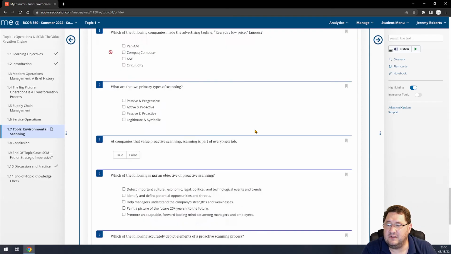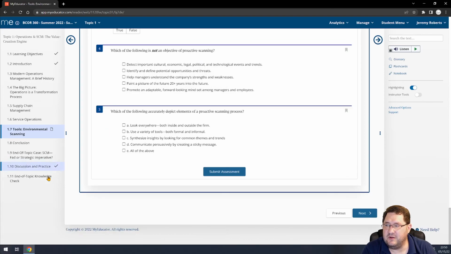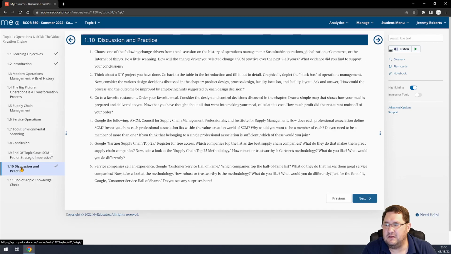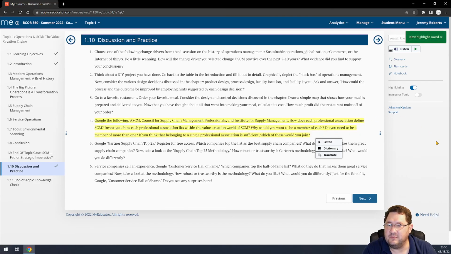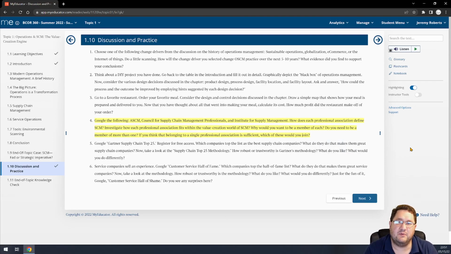And make sure to do the written assignments. If you go down to the discussion and practice, I don't recall which one you guys are doing. I think it's number 4 here. Google, and then do a little bit of a write-up. So yeah, easy topic 1, just an overview of this course. Really, you kind of get a little bit of everything, and we'll dive deeper into other things.